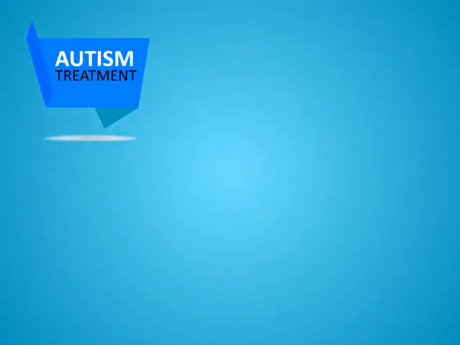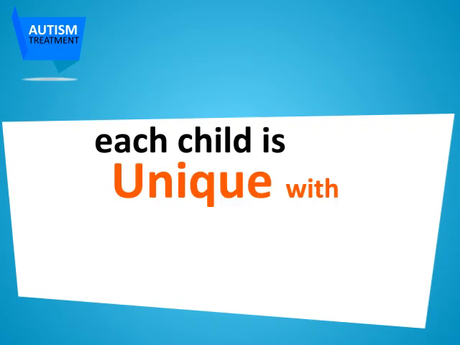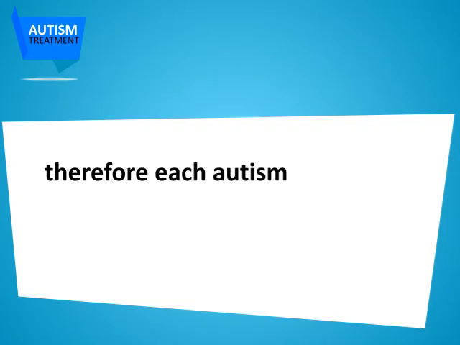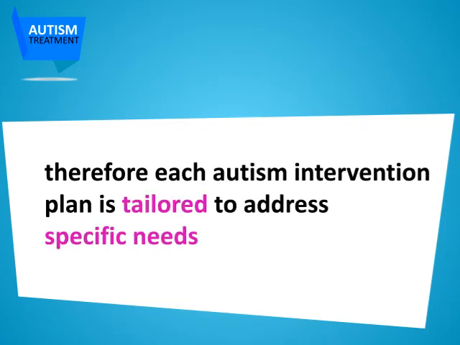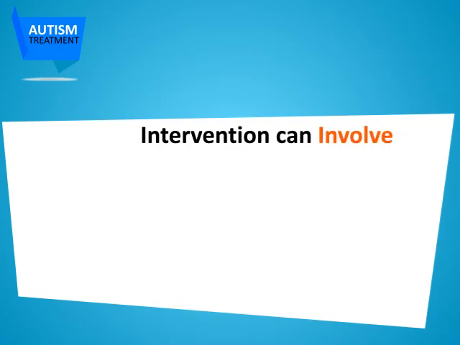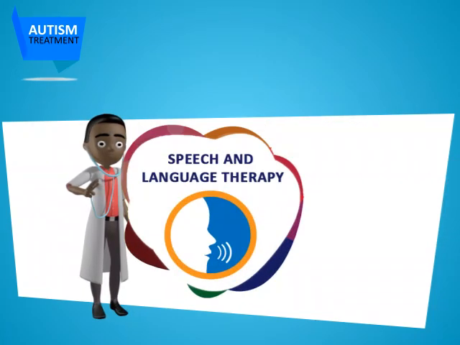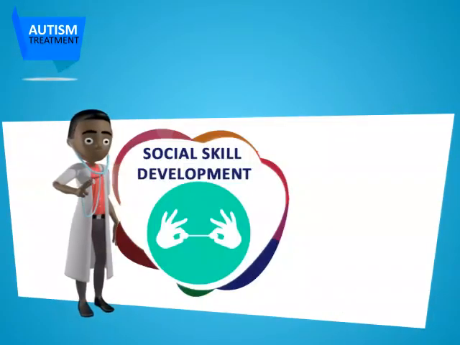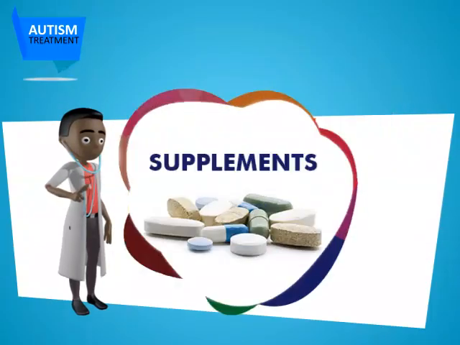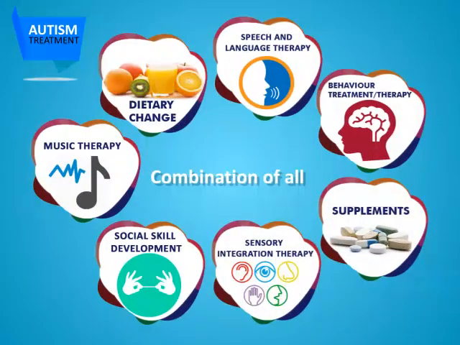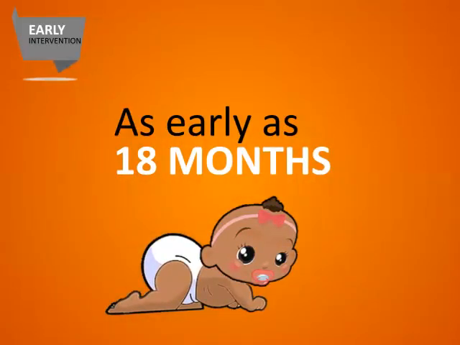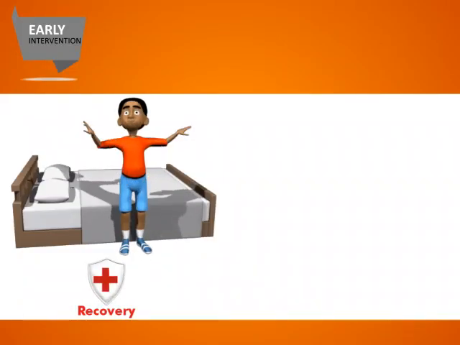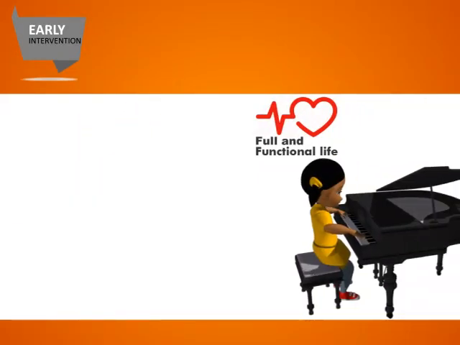Autism treatment. Every child or adult with autism is unique with symptoms and behaviors combining in many ways and varying in severity. Therefore, each autism intervention plan is tailored to address specific needs. Intervention can involve behavioral treatment or therapies, speech and language therapy, sensory integration therapy, music therapy, social skill development, dietary changes, and the use of supplements or a combination of all. Intervention can start as early as 18 months, and it affords most individuals the best option for recovery and others the best opportunity to live a full and functional life.